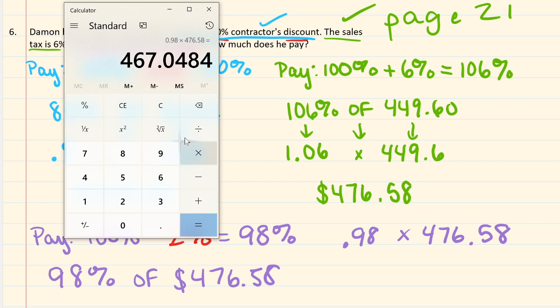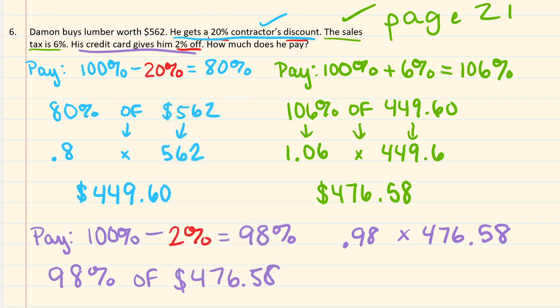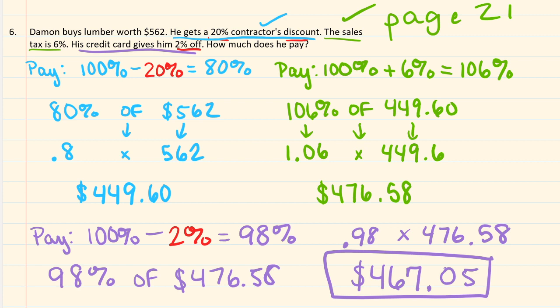Again, we only ever use 2 decimal places in money, and that 8 that we're not using is going to round the 4 up to a 5. So it's going to be $467.05. Now that is the final answer for page 21, number 6.